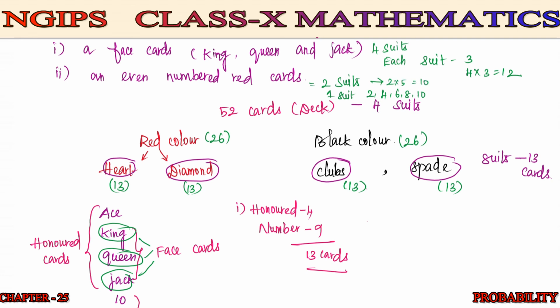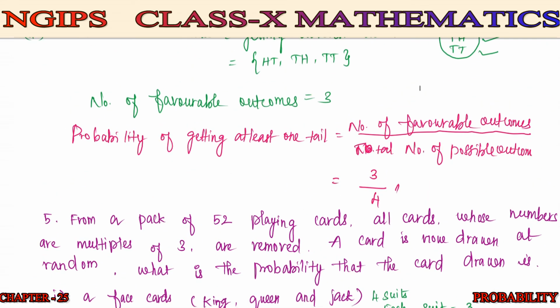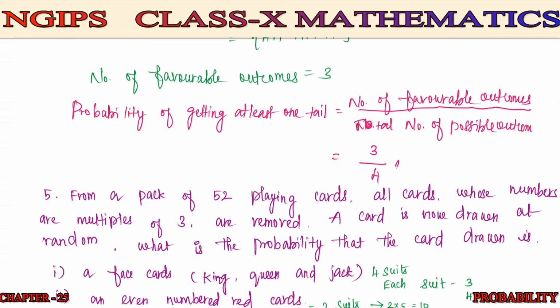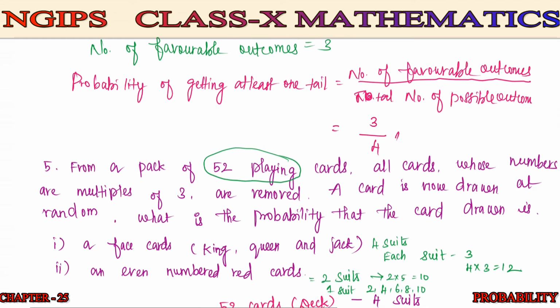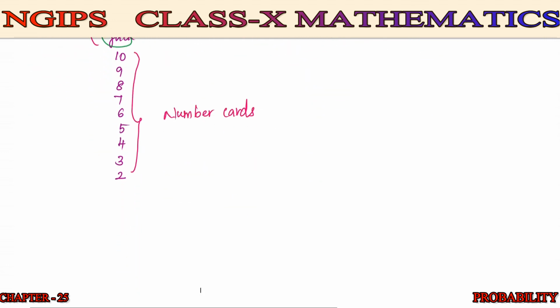Just I want to make that question very clear. So in this we have the question, from a pack of 52 cards. So totally we have here 52 cards. I can write here, just I will circle 52 cards. All cards whose numbers are multiples of 3 are removed. So multiples of 3 are removed means, now here which are the numbers that are multiples of 3. So multiples of 3 it is 9 it is removed, and here it is 6 and 3. So here removed cards it is 3 cards we have removed.